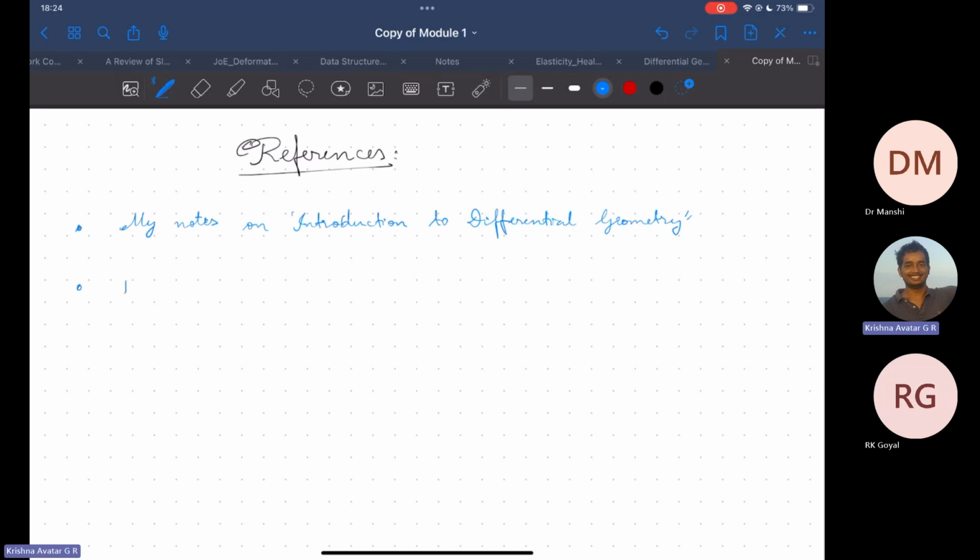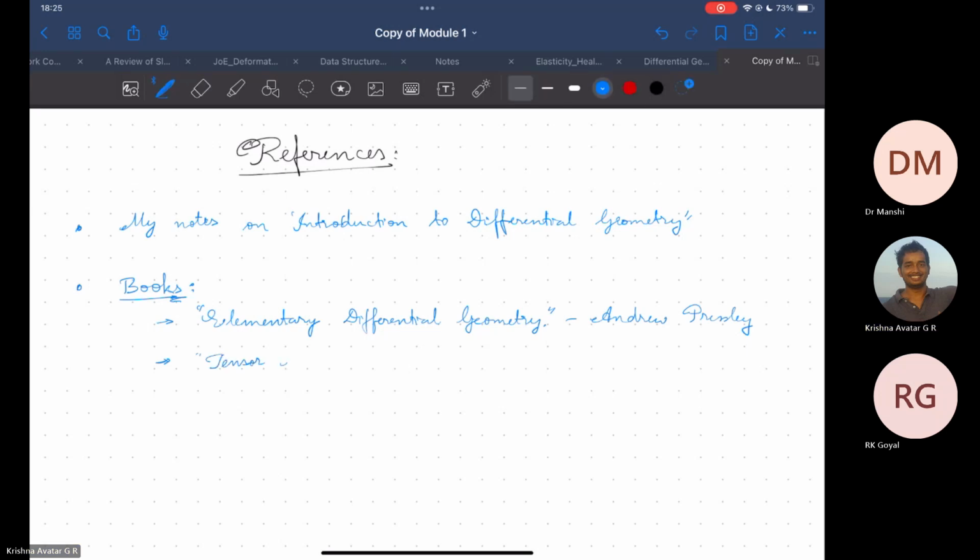And then as for books, which of course I had followed even in the Introduction to Differential Geometry course, here I would stick mainly to Elementary Differential Geometry by Andrew Pressley. So this is one book of the several available in the literature. And the second book, which I will be following for tensor calculus, is a book called Tensor Analysis with Applications in Mechanics.